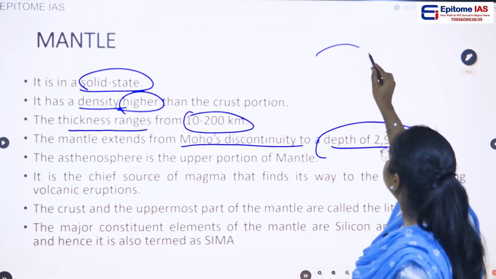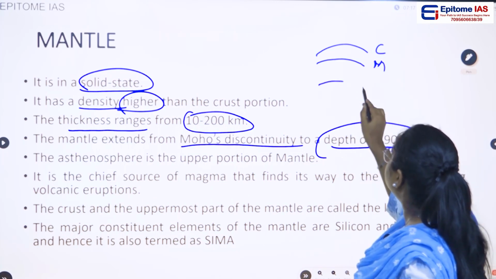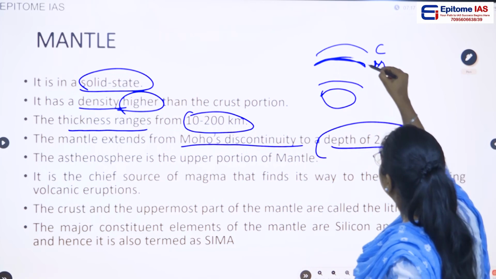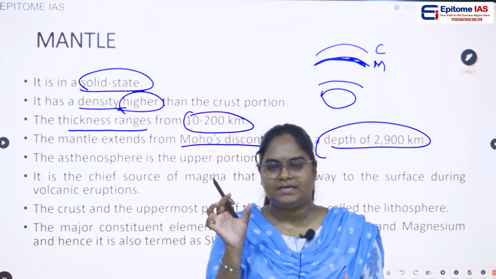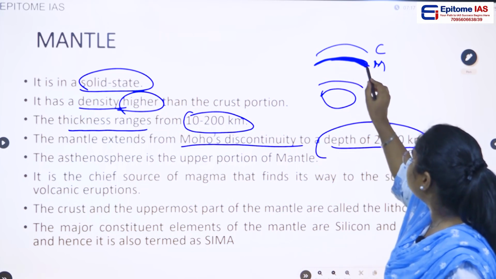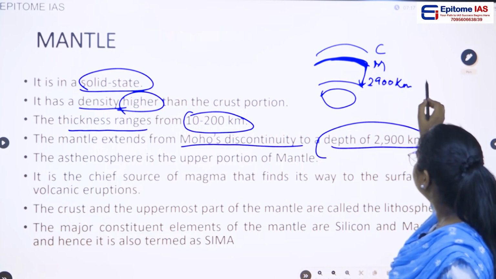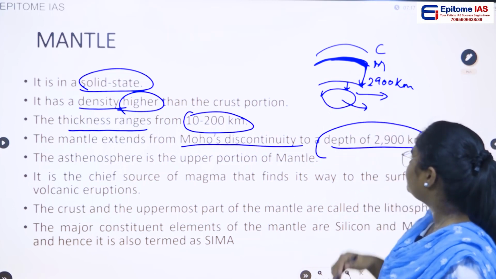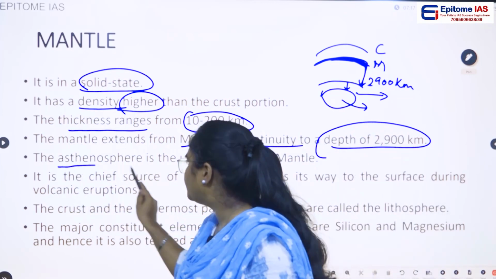Let's say this is the crust and we have the mantle, and we have the core inside that. The adjoining of crust and the mantle, this discontinuity, is called the Moho discontinuity. So the mantle starts from the Moho discontinuity and extends to 2,900 kilometers. And then the core will be starting. We will be having the outer core and we will be having the inner core. Now the next important point is the asthenosphere.